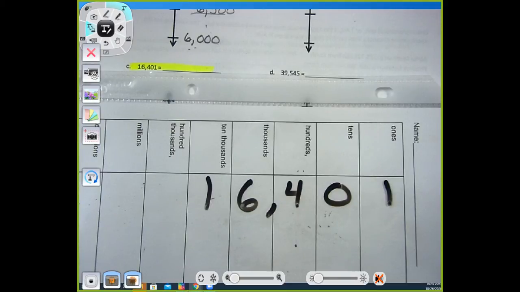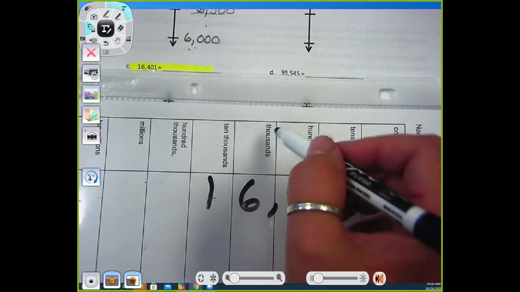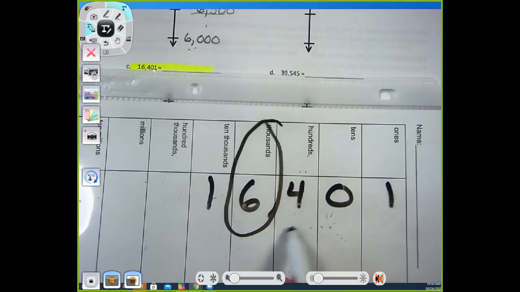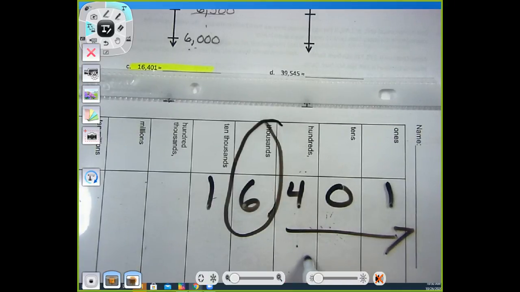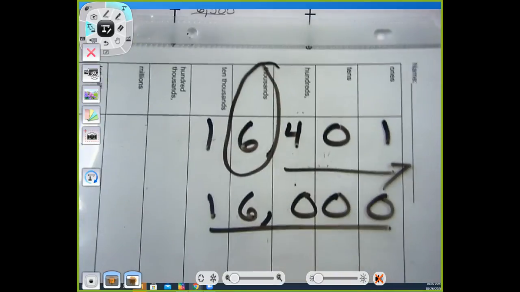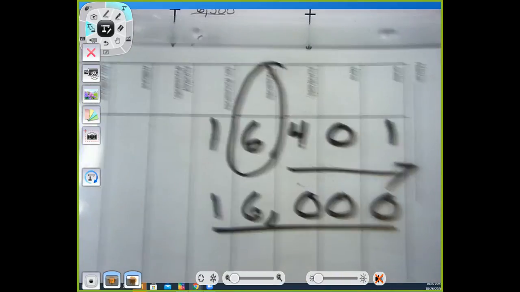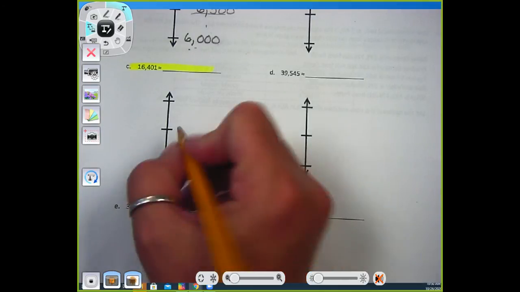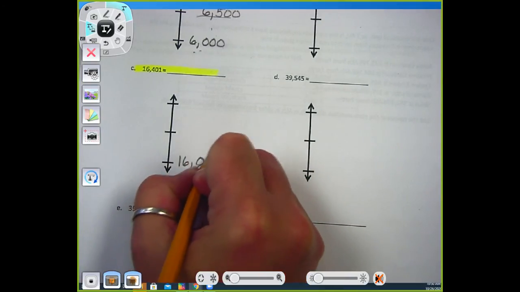Okay. What digit is in the thousands place, Kaya? The 6. Perfect. So all the numbers over here are going to become zeros, and this is going to be 16,000 for my lower endpoint. So I'm going to put my 16,000 right there.